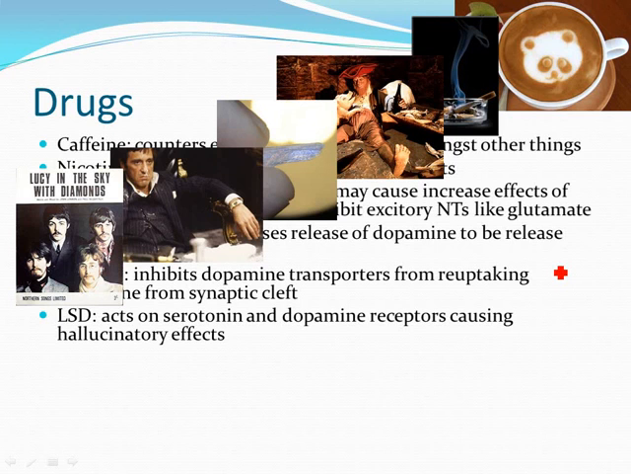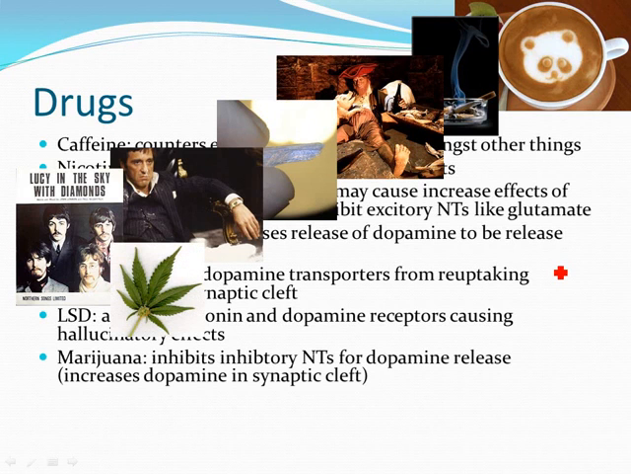LSD, it acts on serotonin and also dopamine receptors. So similar type of effects. It does cause hallucinogenic kind of effects as well. Marijuana. Okay, these inhibit the inhibitory neurotransmitter for dopamine. So what's going to end up happening? If you inhibit the inhibitory neurotransmitter for dopamine, then it's going to cause dopamine to be increased in releasing it. Correct. So increase the amount of dopamine in the synaptic cleft. So there is some addictive properties to this as well.